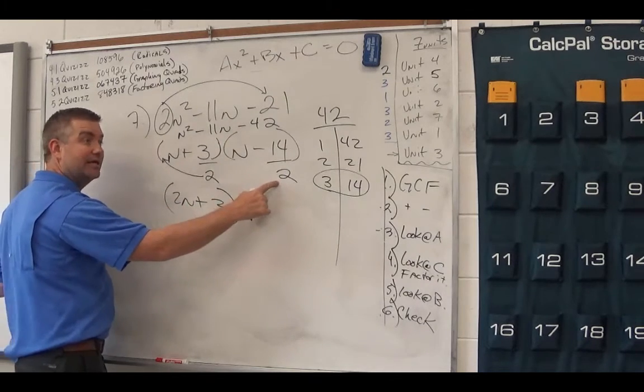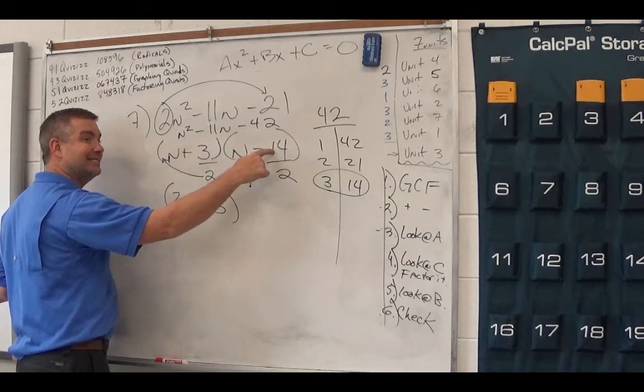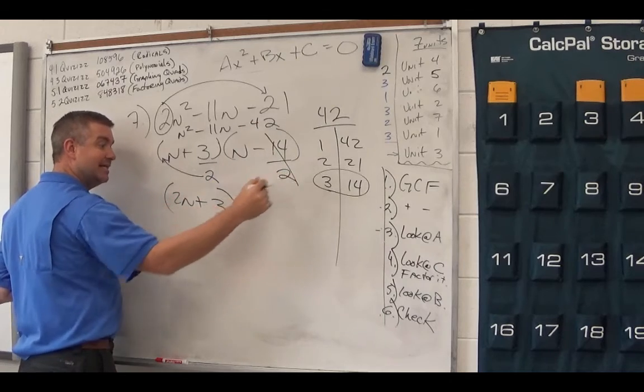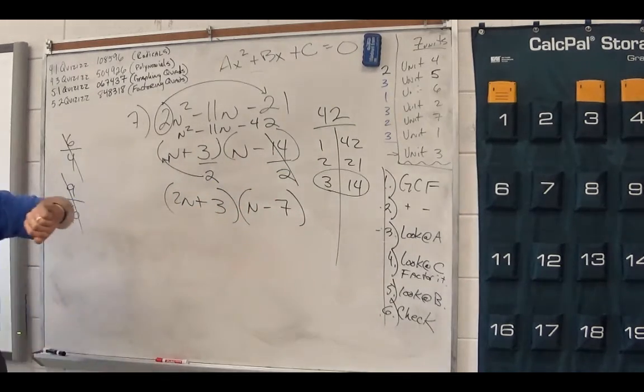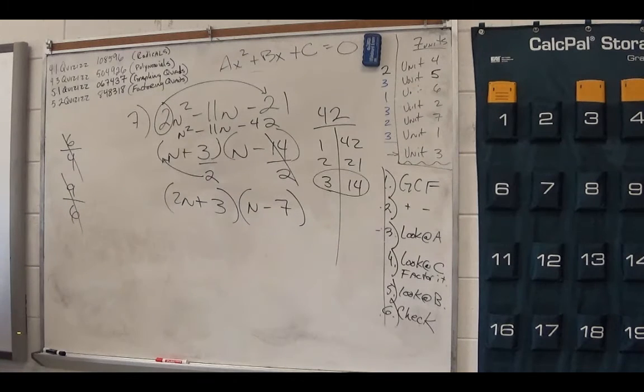This number evenly divides into this number. This is just n minus 7, and I'm done. How do I know that I've done it correctly? You plug it back in. Distribute. I distribute to check.